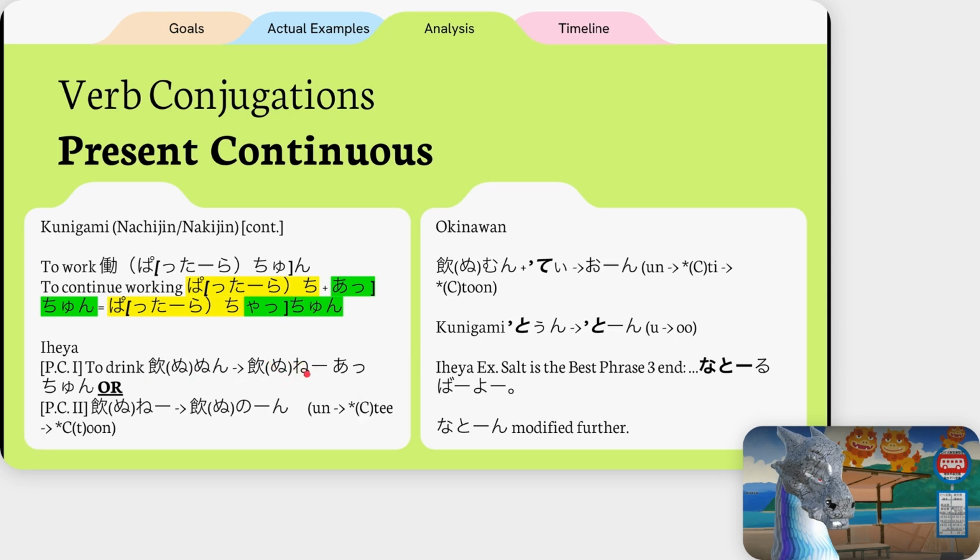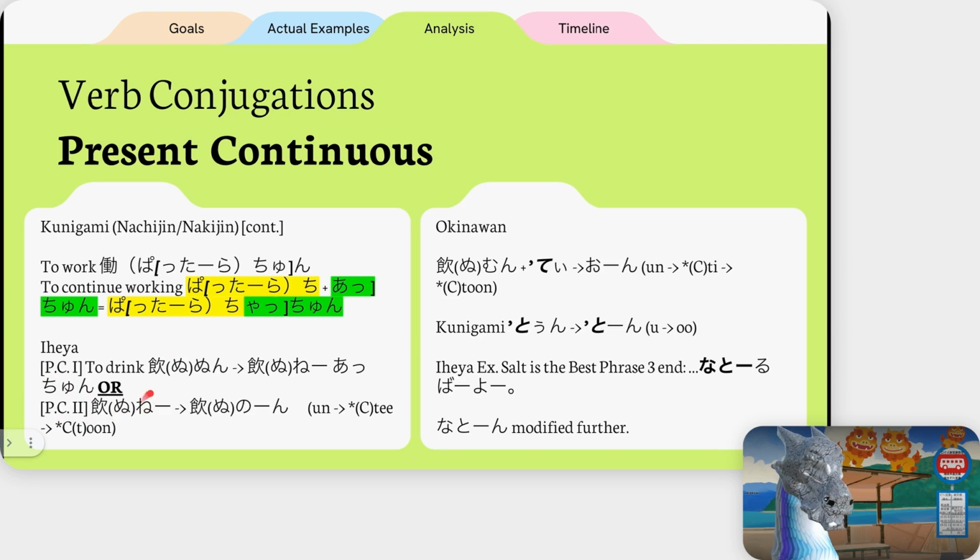But in this case, the NT combination just ends up becoming an N in the Iheya dialect. So we have to drink, nunun, becomes nune achun.